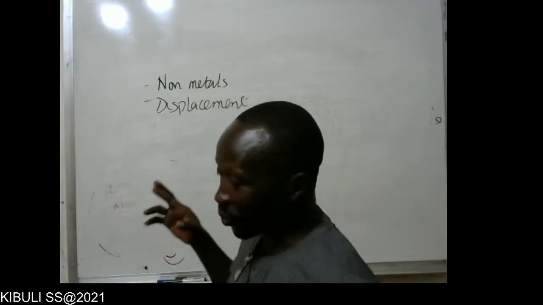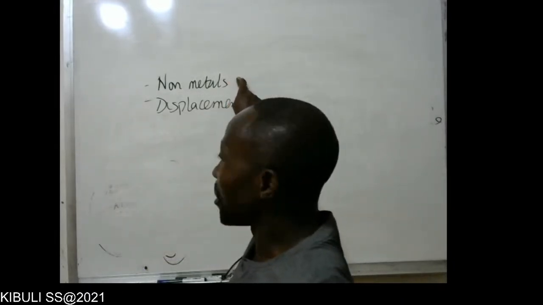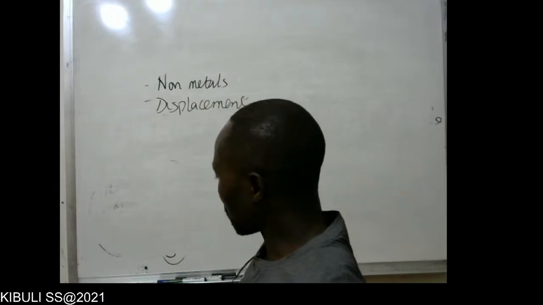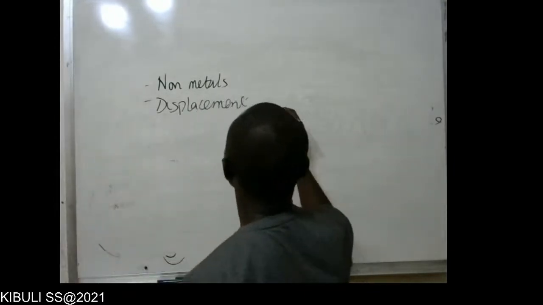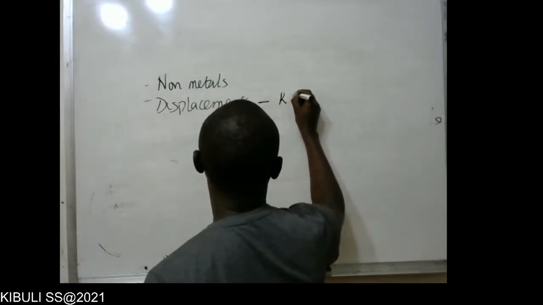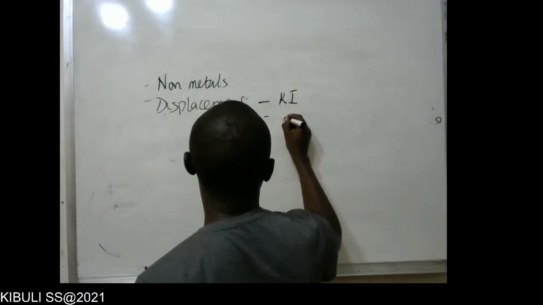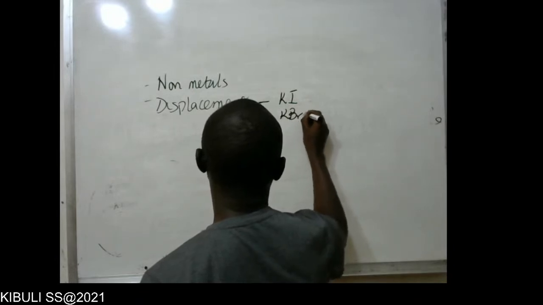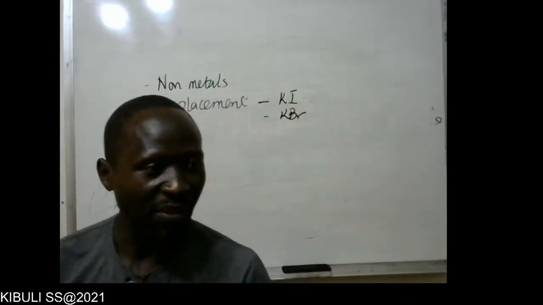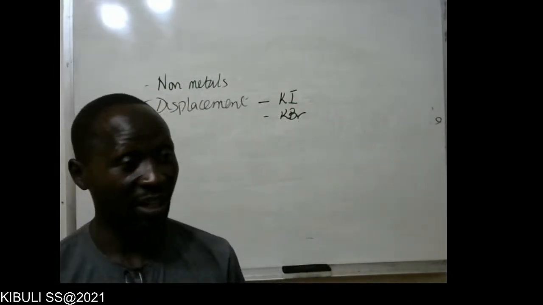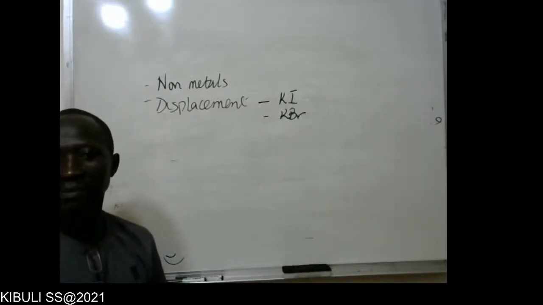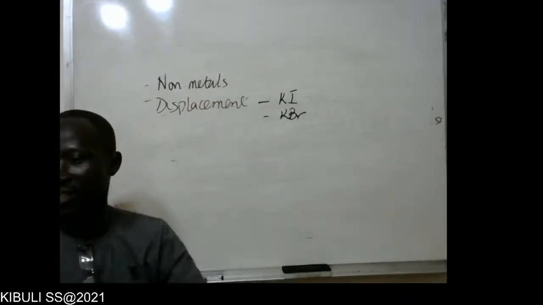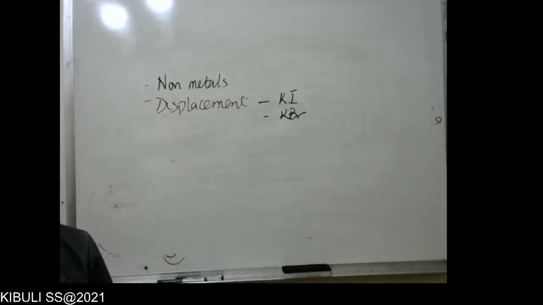So go and read through reaction with nonmetals and displacement reactions. In displacement reactions, we have only 2 issues: displacement involving potassium iodide and involving potassium bromide. But the idea here is simple. The more powerful always displaces the less powerful. A Cl2 will displace a Br2 and an I2, but an I2 never displaces a Cl2 or a Br2. So that is the idea.